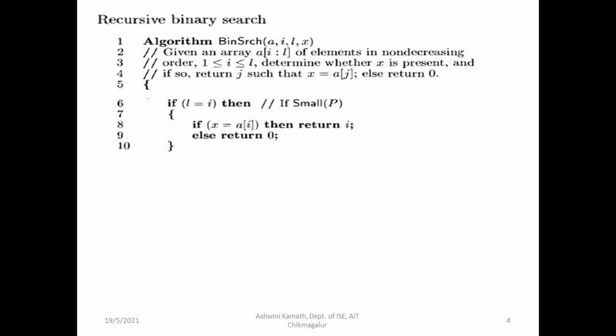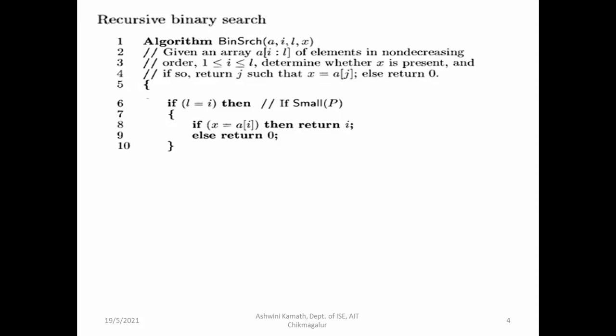So how does it work? If L is equal to I, then it's a small P. When will we get L equal to I? When we have only one element in the array. If that is the case, that is a small P. That is a small problem. If X is equal to A of I, then return I.